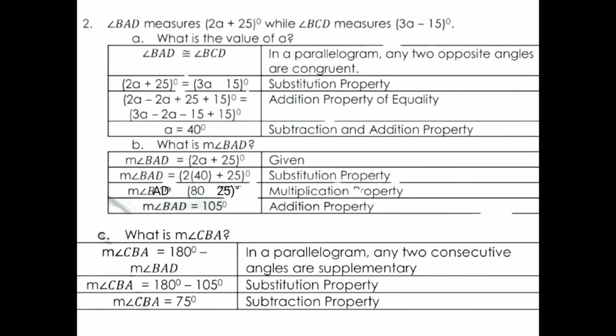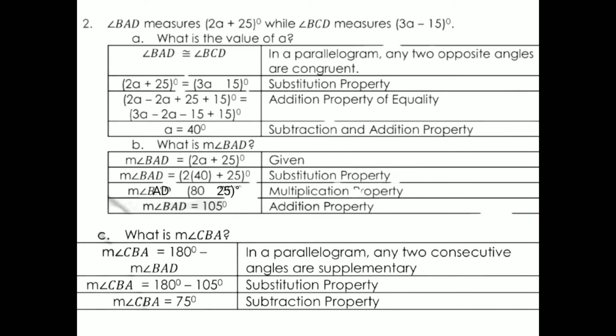So next question, letter B. What is angle BAD? So since yung given natin dun sa angle BAD is 2A plus 25 degrees, we just have to substitute yung nakuha nating value ni A, which is our variable. So substitute lang natin, so magiging siyang 2 times 40 plus 25 para makuha natin yung angle na yun. So magiging 80 plus 25, and then 80 plus 25 is equal to 105 by addition property.